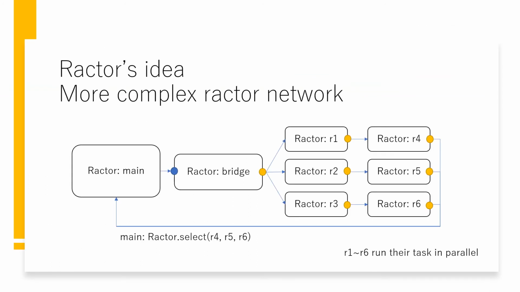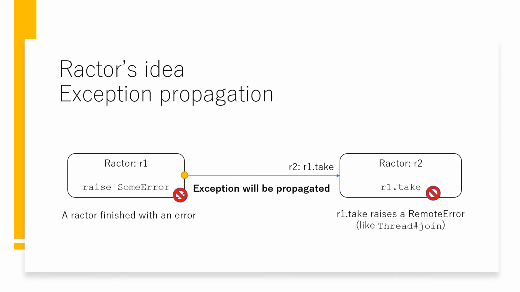You can extend the Ractor network, for example, using pipelines. In this case, R1 and R4 are using the pipeline model.